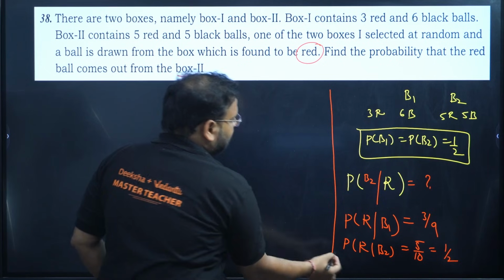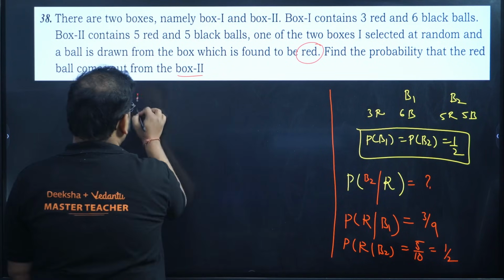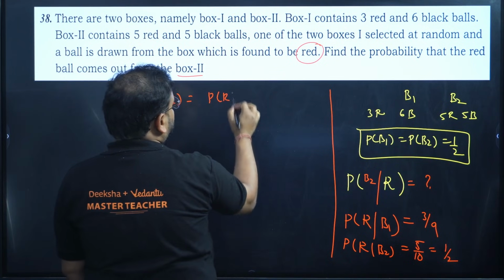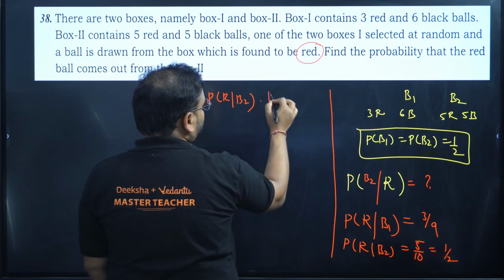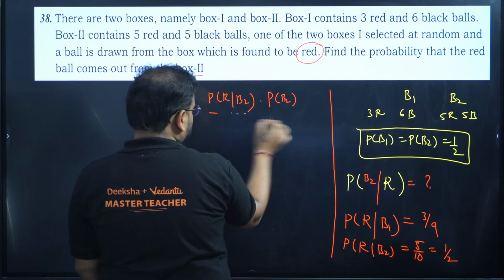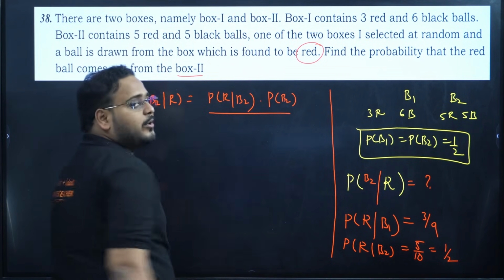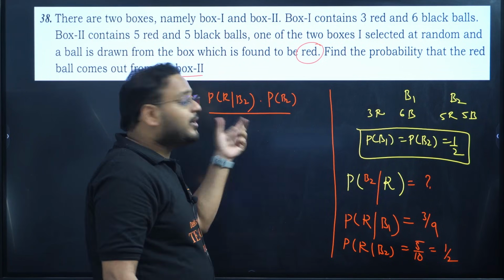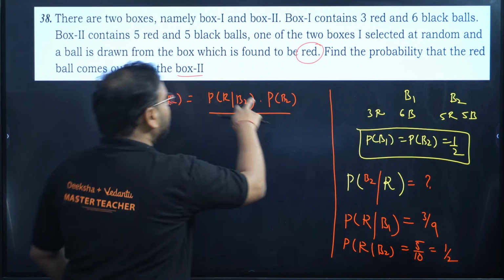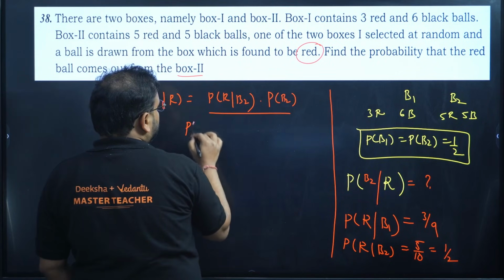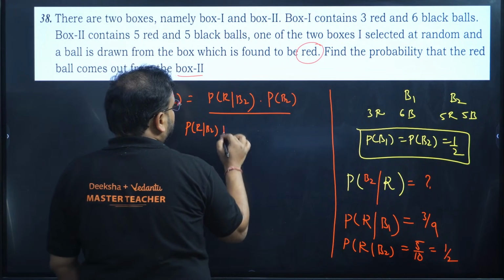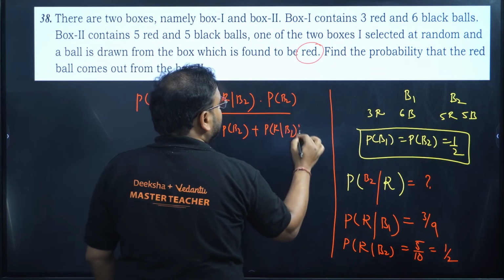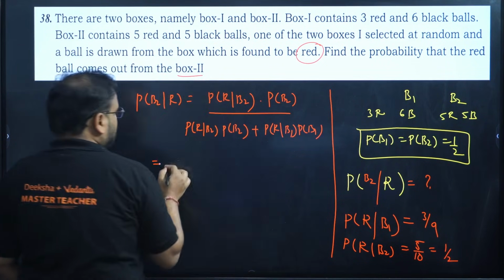Now we'll apply Bayes' theorem. What is Bayes' theorem? For P(B2|R), this is given by P(R|B2) times P(B2), divided by the total probability of getting the red from both the boxes. Listen to me, the denominator will be the total probability of getting red from both boxes, so you have to write the same thing for both: P(R|B2) into P(B2) plus P(R|B1) into P(B1).